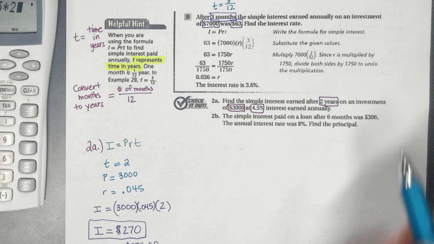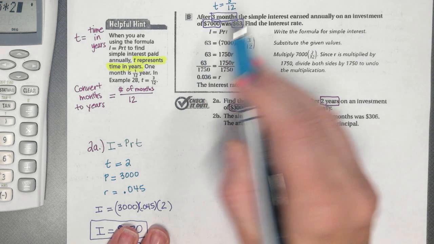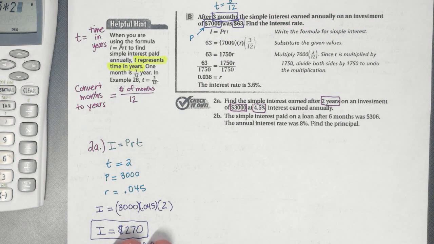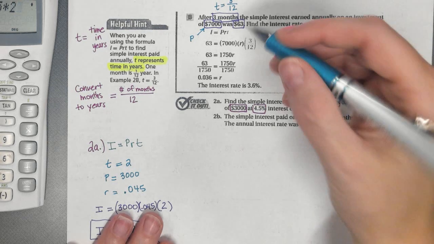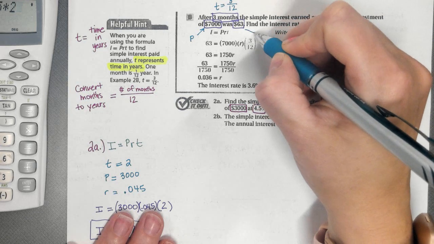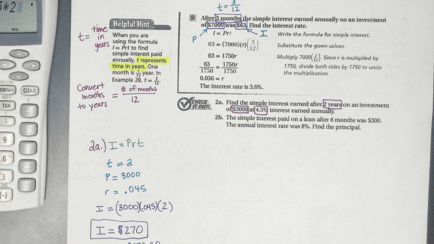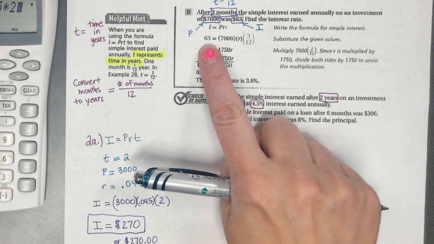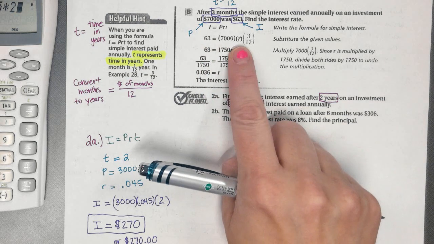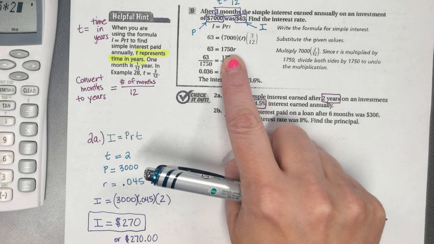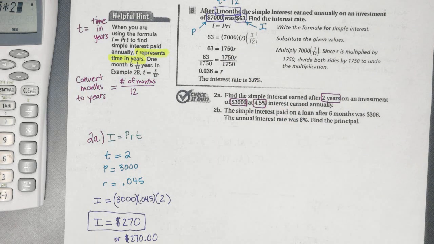Okay, and then the investment was 7,000. That's what you're going to plug in for P. And now they give you a new money amount. This is the interest I. Okay, so when you plug this in, you are actually going to solve for R using strategies that we've already learned this year.